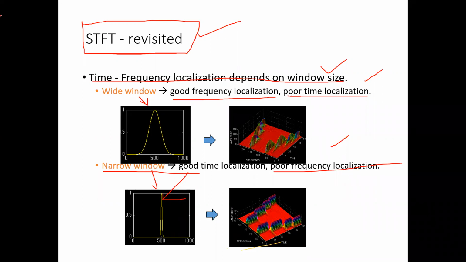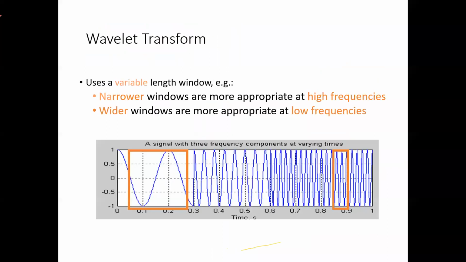So we need such a variable width window, so that we may get good frequency localization as well as good time localization. That's the reason why we go for a transform called wavelet transform, which uses a variable length window. Narrower windows are more appropriate at high frequencies, and wider windows are more appropriate at low frequencies.